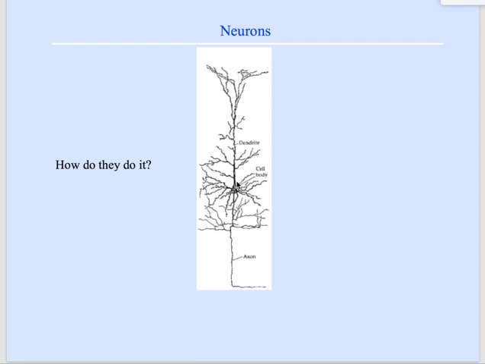Today I want to talk about the first key processing component of a neural network, which is the neuron. Now, one of the things we're really concerned about is, okay, neurons are these key processing components. How do they do it?